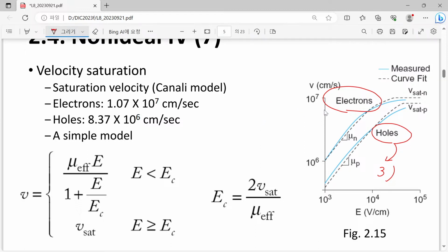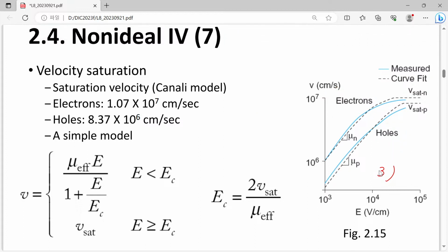However, today we will use a simple model just to give you some idea about what happens if we have velocity saturation. I wanted to say that this is not the state-of-the-art model. Of course we need a better model for our modeling capability, but this is just an introductory course. So we will use a very simple model for velocity saturation.